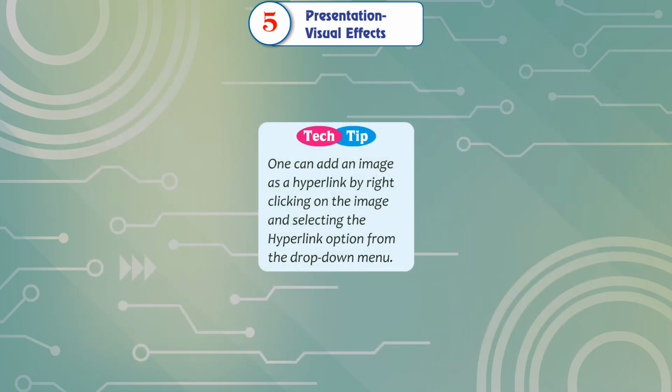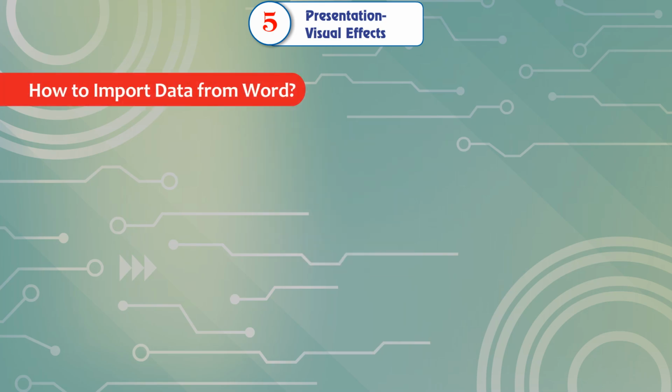Tech tip: one can add an image as a hyperlink by right-clicking on the image and selecting the Hyperlink option from the drop-down menu. How to import data from Word.